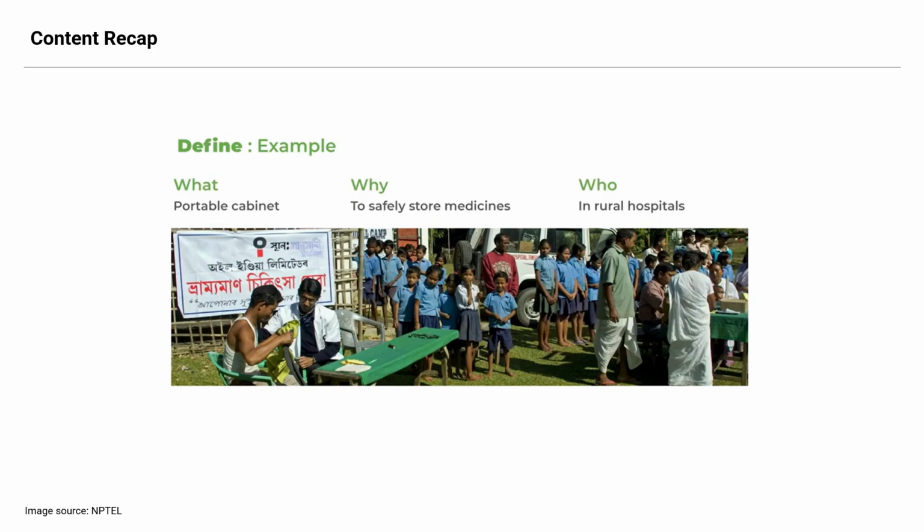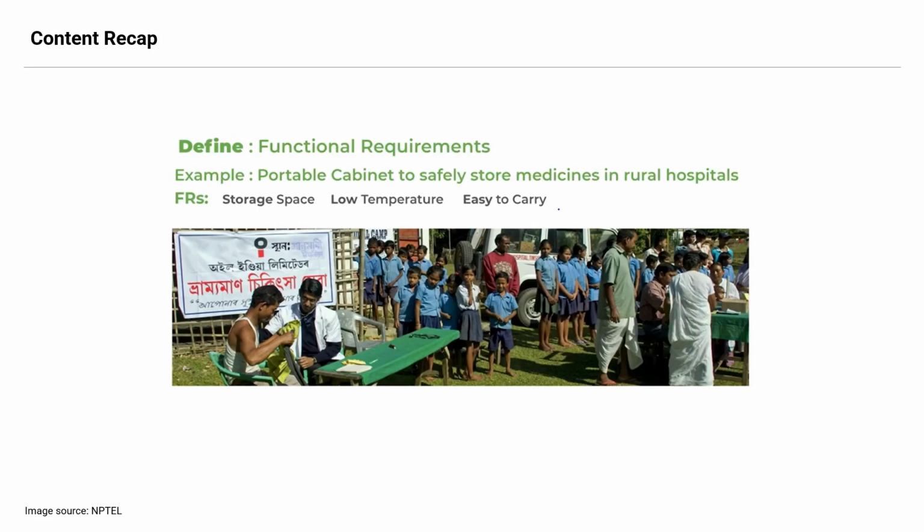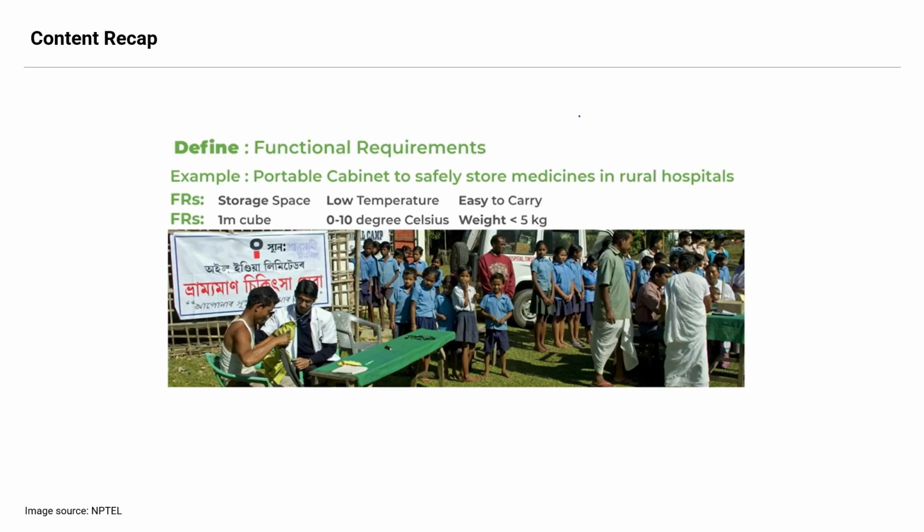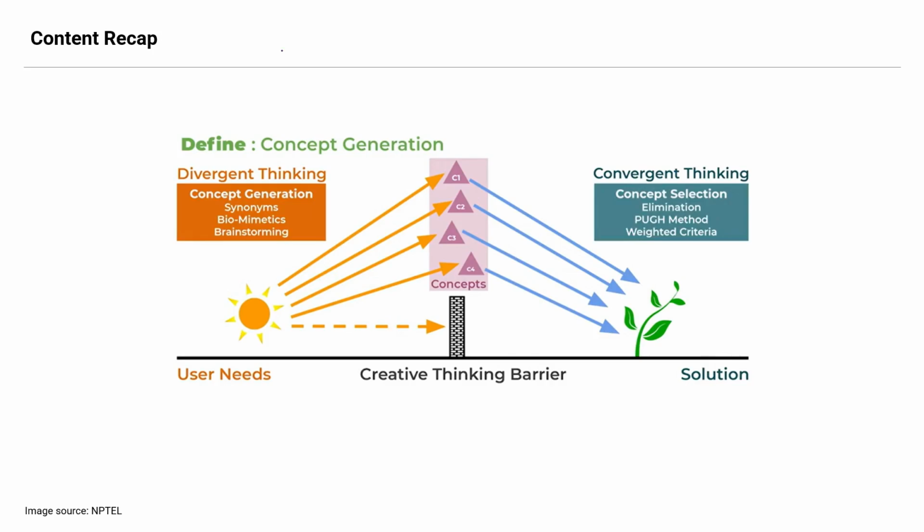And this is how they were giving an example: what is it that you want to make? A portable cabinet to store the medicines in rural hospitals, right? So they're defining the needs. Okay, define is basically the functional requirement. And then we are talking about divergent thinking and convergent thinking, which are important aspects of design thinking as well.